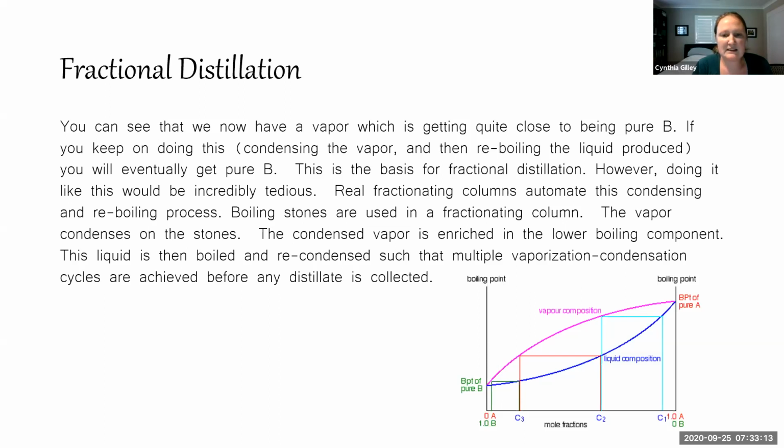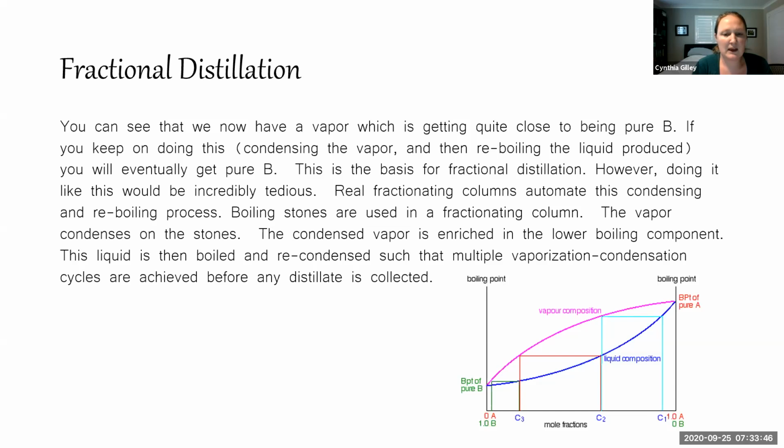So the idea is a fractional distillation is in essence a series of simple distillations. If you just did one simple distillation, that's doing one vaporization condensation cycle, you could collect the liquid that distilled over and redistill it through a simple distillation, and then redistill the liquid that condensed from that distillation, and eventually you would get pure B, right? But this is too tedious, so instead you use a fractionating column.